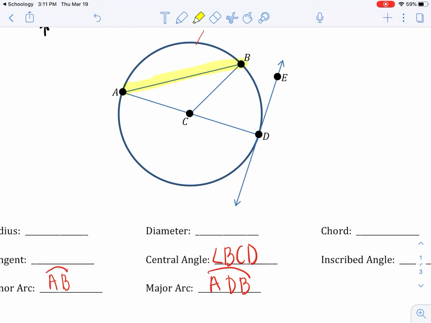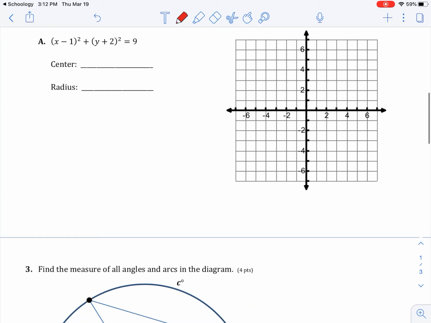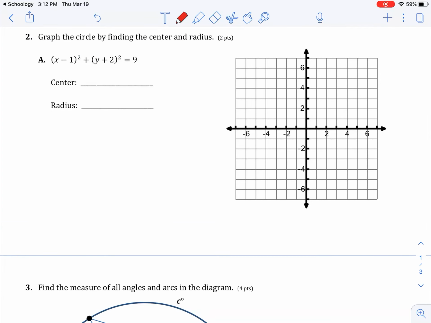Next, a chord. Most of you picked the same chord, this chord right here, which is AB, but AD is technically also a chord. I accepted either answer, but chord AB, which is a segment. Last in this section, an inscribed angle, that is an angle with the vertex on the circle. So this is just an example of one right here, angle BAD. The vertex had to be on the circle.